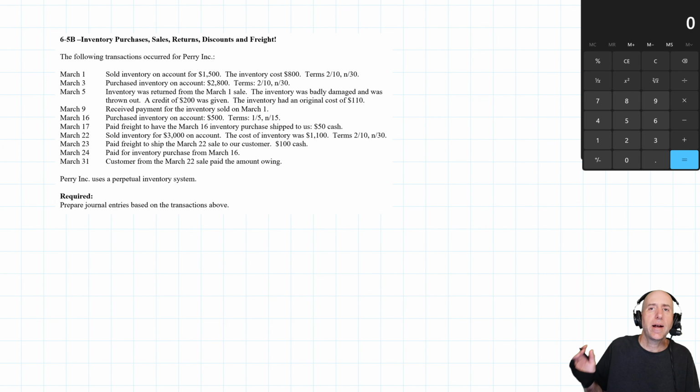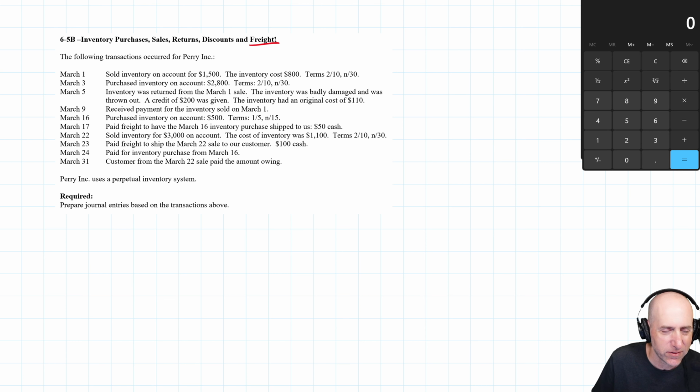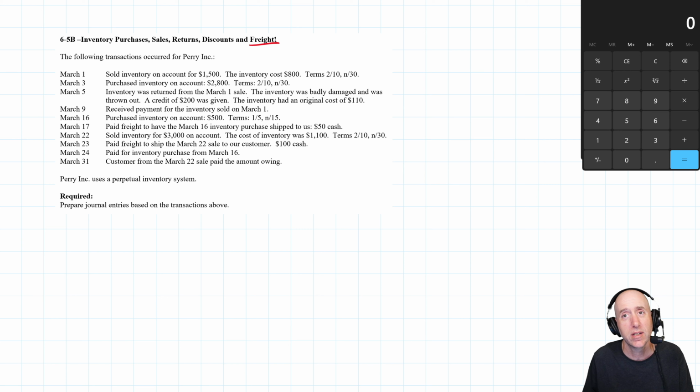Let's have a look at problem 6.5b. We're buying inventory, we're selling inventory, we're returning inventory, there's discounts, and there's freight. I want to remind you about how freight works because 6.5 is the first time we explore the concept.